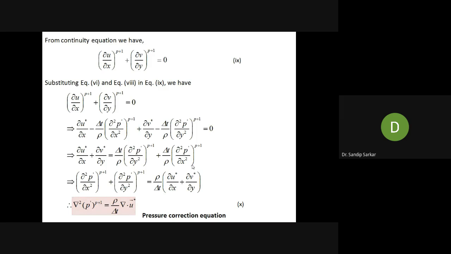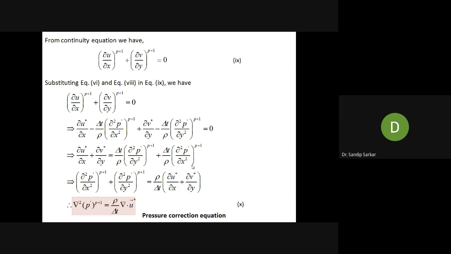Okay. Let me explain again. The question was why the continuity equation is not at the p level, right? Now, in numerical solution, you need to continuously satisfy the continuity. The continuity equation has to be satisfied continuously. So when you are solving the momentum equation at the p plus 1 level, you need to solve the continuity equation at the p plus 1 level only. The continuity has to be continuously satisfied.